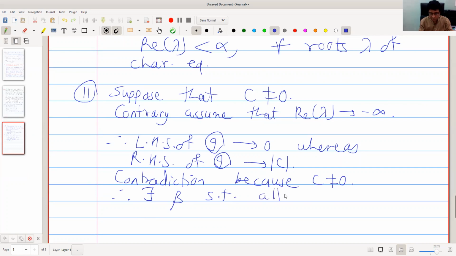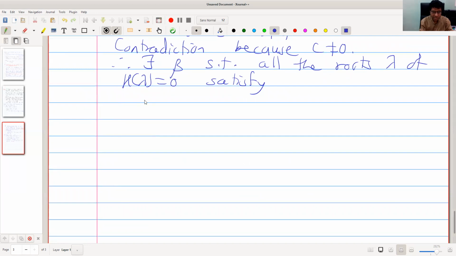all the roots lambda of the characteristic equation h of lambda equal to 0 satisfy beta less than real part of lambda. In the first part we already have proved this is less than alpha. So that means all the solutions of h of lambda equal to 0 lie in the vertical strip beta less than real part of lambda less than alpha. Okay, so this proves the second part.